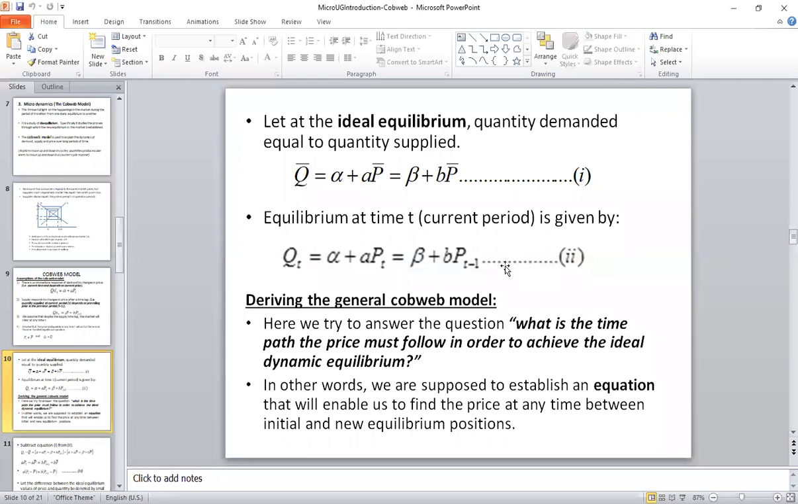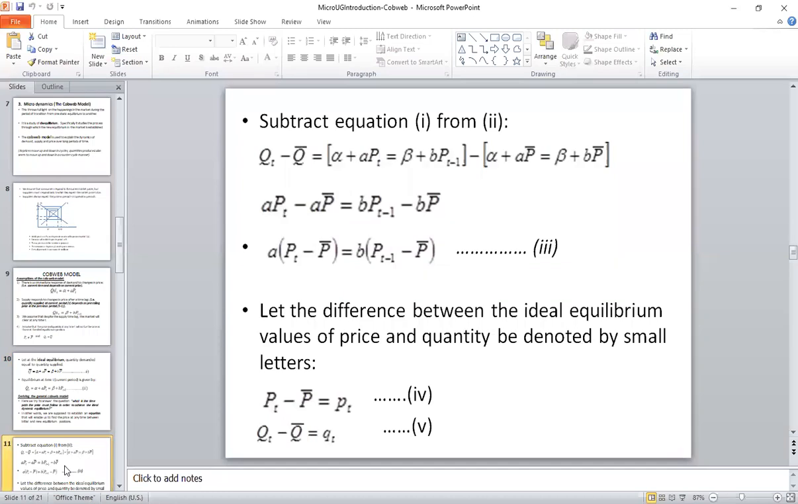So the first thing we are going to do is subtract equation 1 from 2. So you see, I said Q_t minus Q bar. Q bar was equation 1, Q_t was equation 2. So Q_t minus Q bar is equal to, now you get the whole of equation 2 here. This is our equation 2, and that is our equation 1. So you just subtract equation 1 from 2. When you do that, first of all, the alphas and betas will disappear. They cancel out, so you don't need to worry about those. Some people, when they see the alpha, the beta, they become worried. Now they disappear. They go out of our equation.